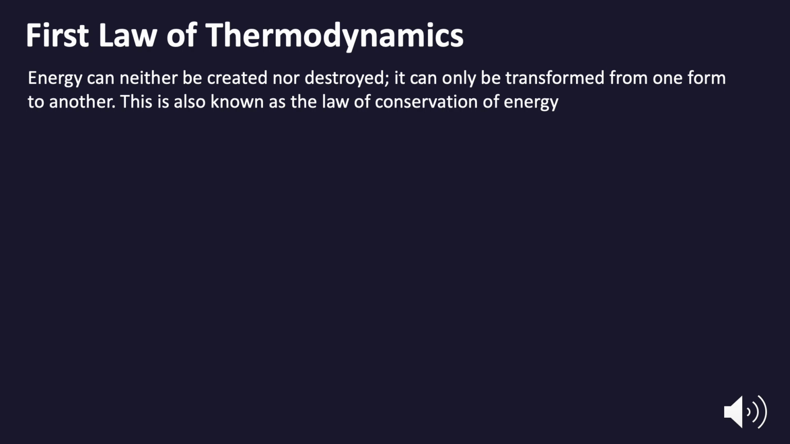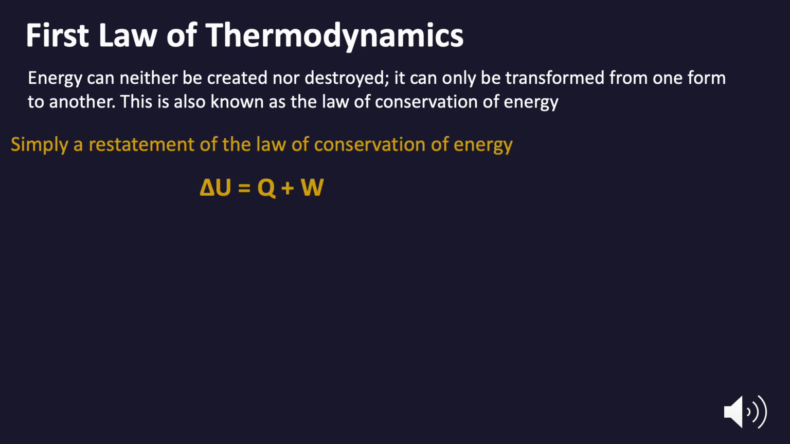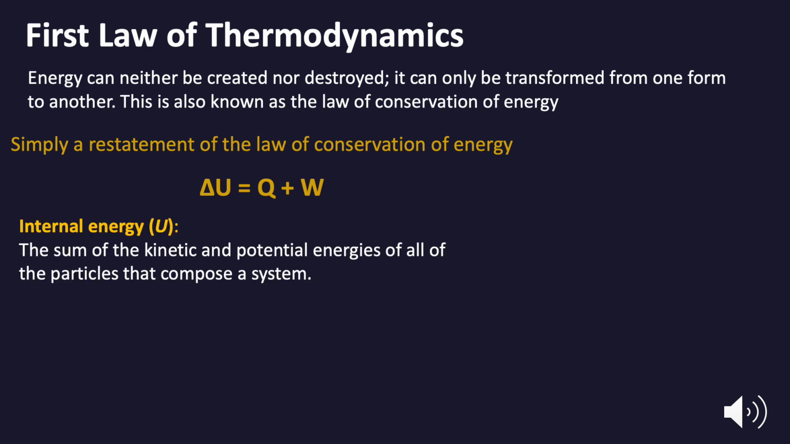Think of it like a budget. You can't make money out of thin air, but you can convert dollars to euros. In thermo terms, total energy in a system stays constant, just changes form. This leads to our key equation. Change in internal energy, delta U, equals heat added, Q, plus work done on the system, W. We'll break these down next.